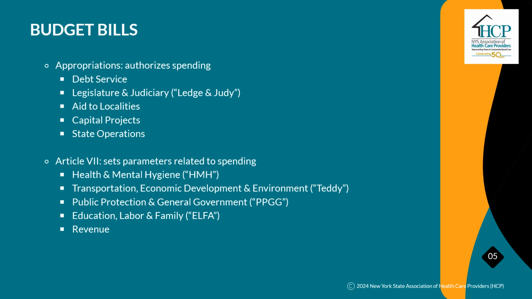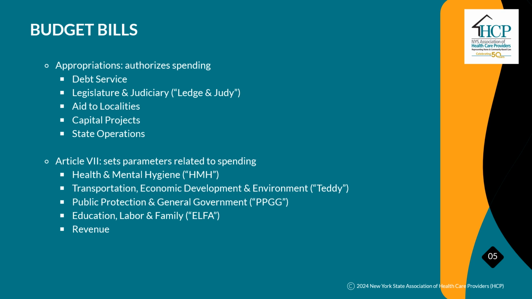Budget bills in New York fall into 2 categories. Appropriations authorizes spending, while Article 7 bills set the parameters related to that spending. Debt service is an appropriation bill that allows New York to pay its debt service, and is usually approved unanimously and without debate.